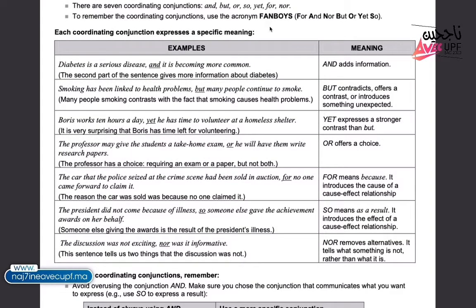For example, take the example of and, to add information. Diabetes is a serious disease and it is becoming more common. And means adding another piece of information.